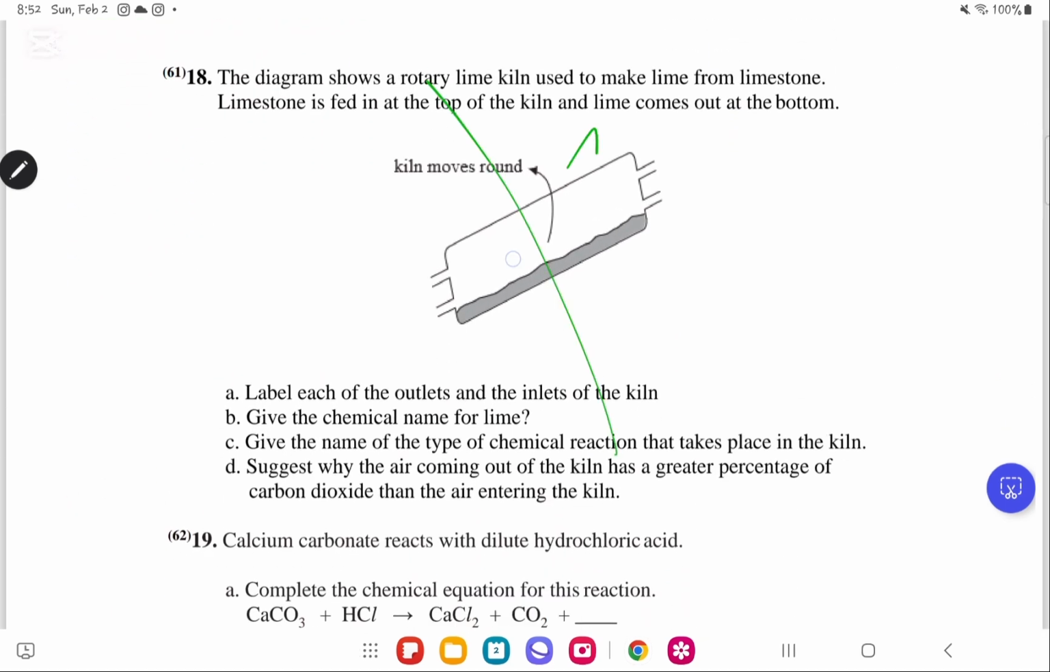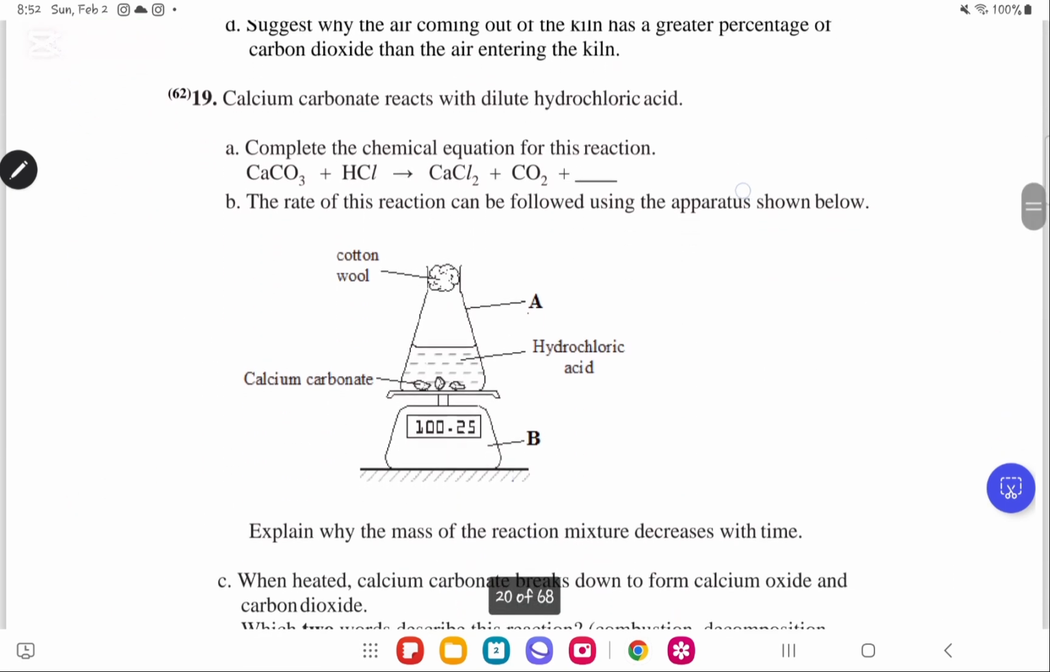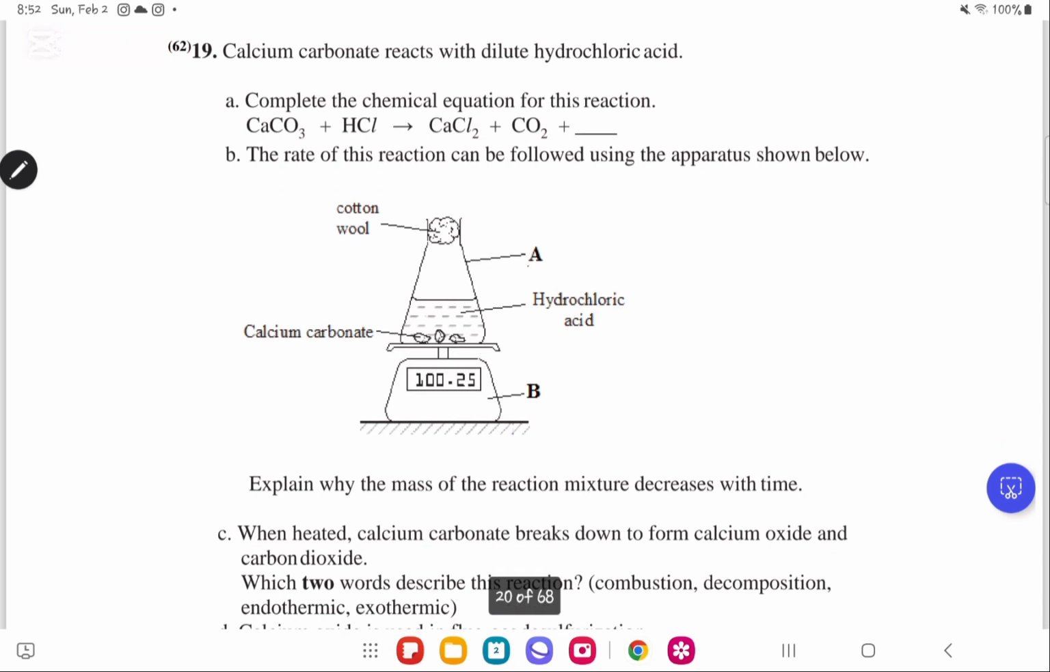Question number 18, actually, I don't believe we have it. We do have question number 19 though. So calcium carbonate reacts with dilute hydrochloric acid. So this equation is going to be CaCO3 plus HCl gives CaCl2 plus CO2 plus H2O. Okay. The rate of the reaction can be followed using the apparatus below. Explain why the mass of the reaction mixture decreases with time.